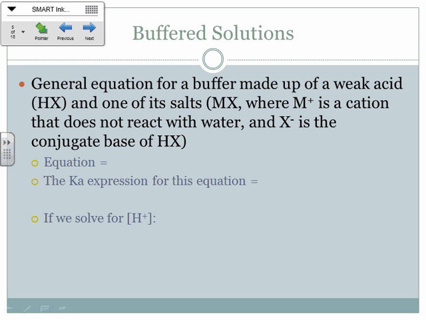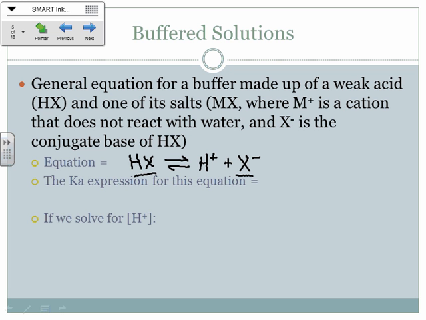General equation for a buffer, where you've got a weak acid and one of its salts. So the equation would be HX in equilibrium with H plus X minus. Okay? So there's your general equation. Here's our acid. Here's our conjugate base.